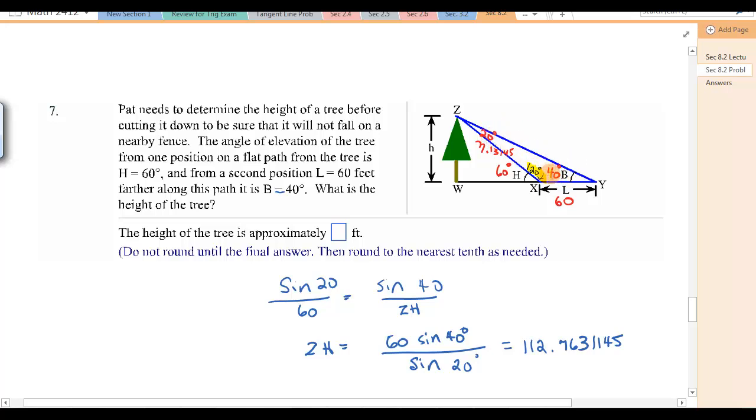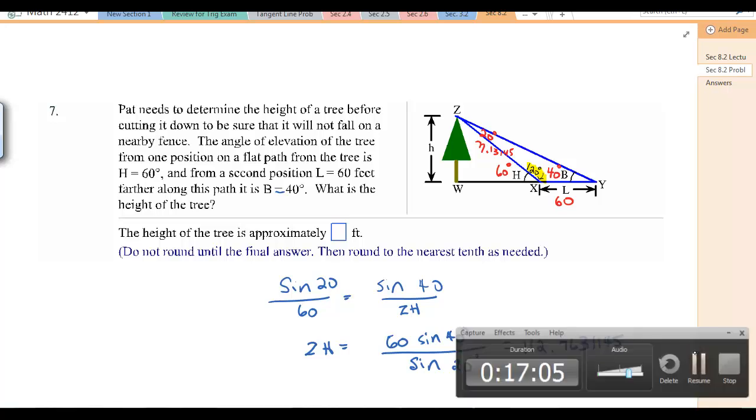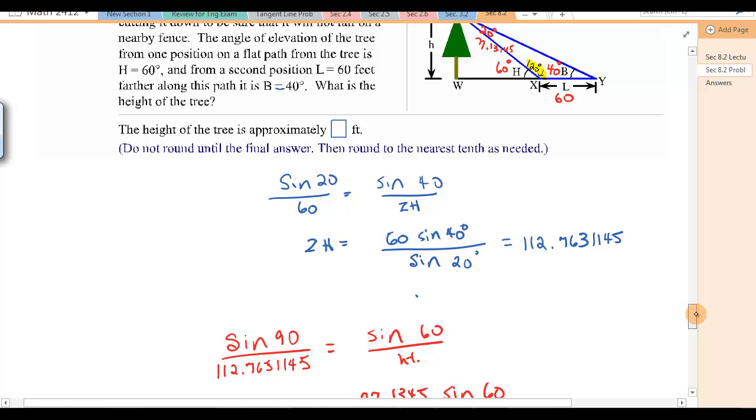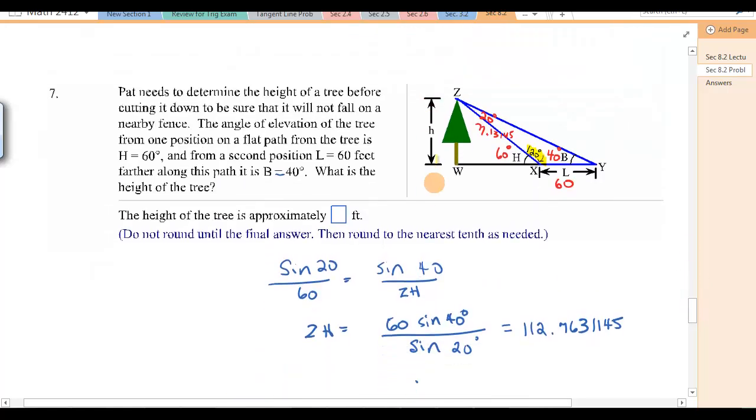Now I have all 3 angles, so I could do sine 20 over 60 equals sine 40 over this distance here, which I will need. All right, so I solve that and I get 112.76311 and so on. So we've got this 112, and now what we're actually trying to solve for is the height of the tree.